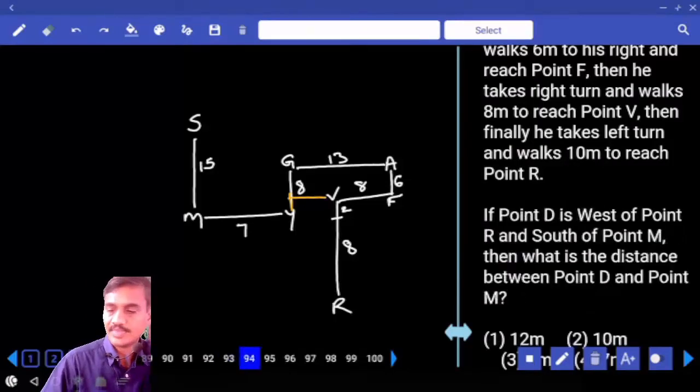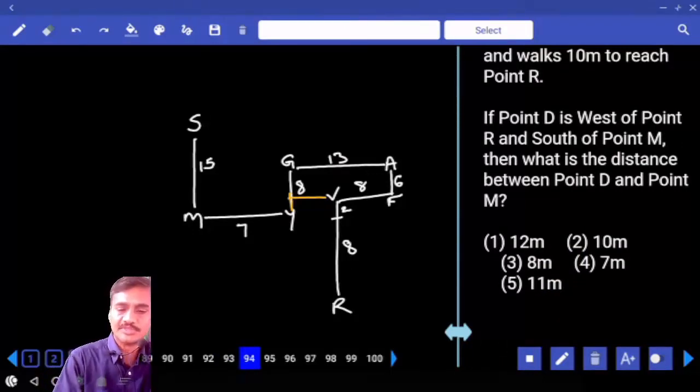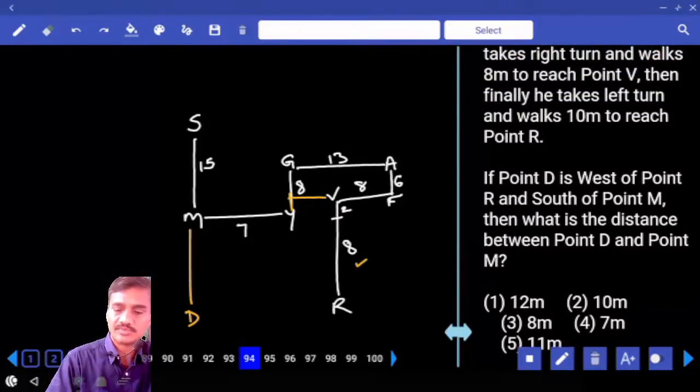93, choice 5. 94: if D is to the west of R and south of M, that means D must be here. Then what is the distance between D and M? Now the distance between D and M is equivalent to this one. What is the distance? 8 meters, choice 3, 94.